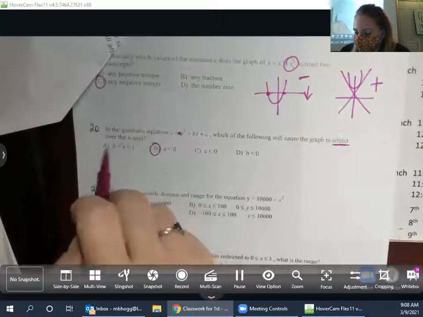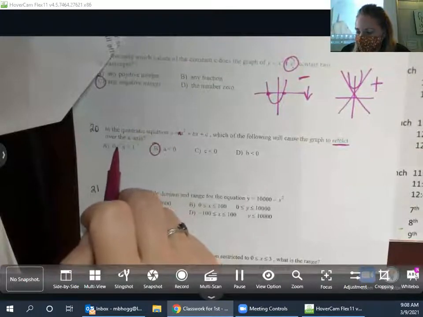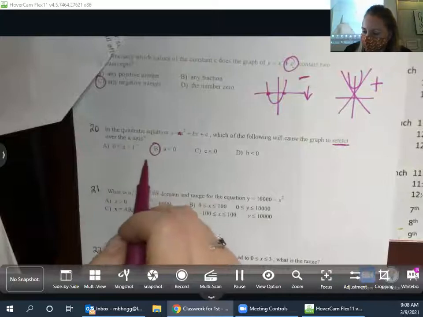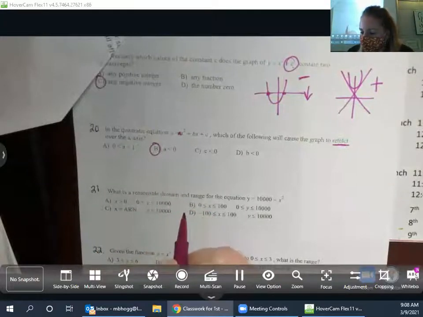It can't be option A because that says 0 is less than a is less than 1. No, it can't be between 0 and 1. That's a fraction. That's just going to make it wide.